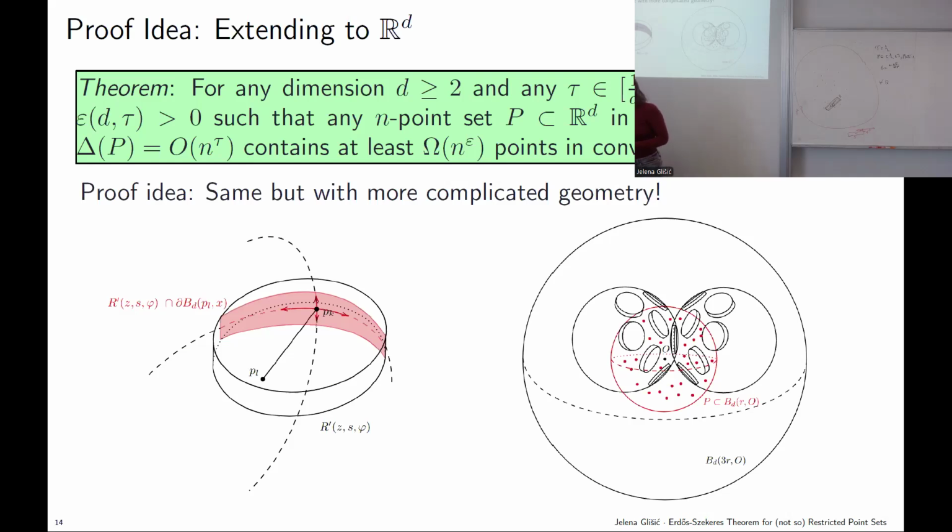Other question? So those three-dimensional cylinders, is this something that already appeared in Bukh and Dong, or is it your notion? It's similar, but I would say it's a simplification of their proof. They used some more complicated three-dimensional bodies.